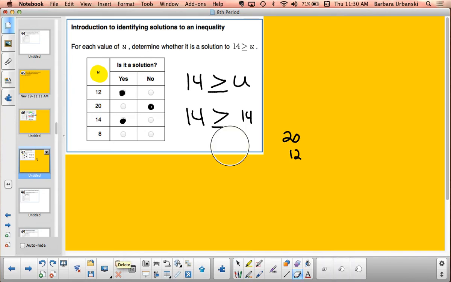Now, if we would not have had our greater than or equal to sign, and we had only greater than, that would not have been true. However, we do have the greater than or equal to sign, so the 14 would be a solution. And then last, we have 8. We would substitute the u for the 8, and is 14 greater than or equal to 8? That would be a yes as well. Students could start understanding that when we say 14 is greater than or equal to u, anything that is less than or equal to 14 would be an answer. That's it, we're done.